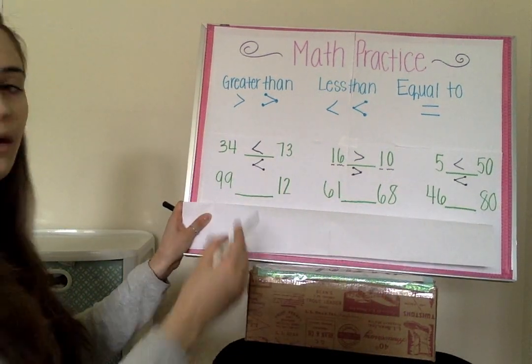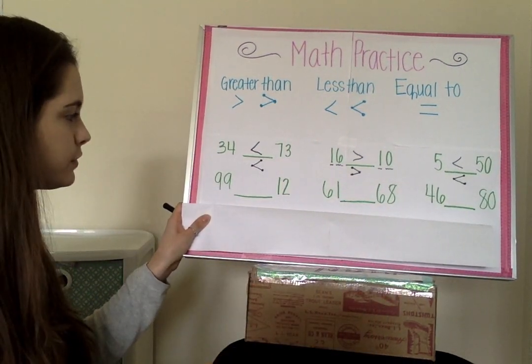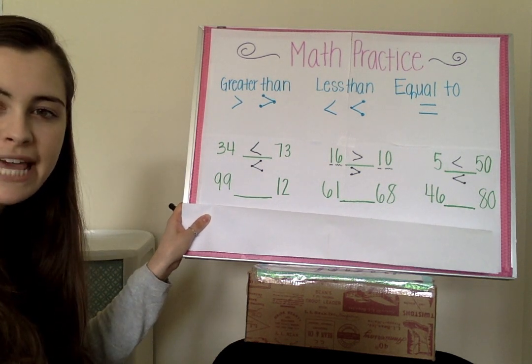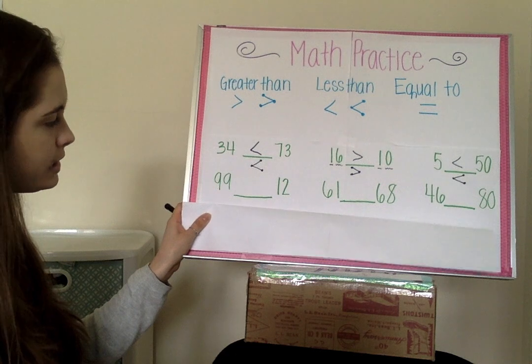99 and 12. What about that one? Those are some different numbers. 99 and 12. Look at the tens. Look at the ones.